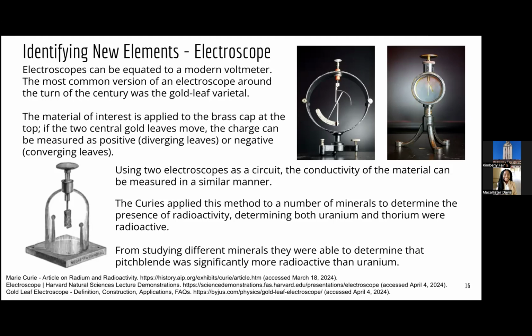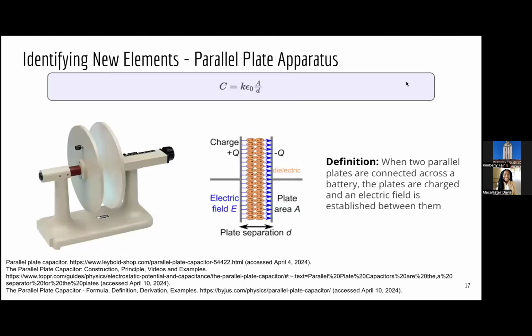From this, the Curies were able to test numerous minerals and elements, and determine the ranking of radiation that was coming off of them. And this is how they were able to determine, A, that raw pitchblende was more radioactive than uranium, but also then that radium itself was so radioactive.